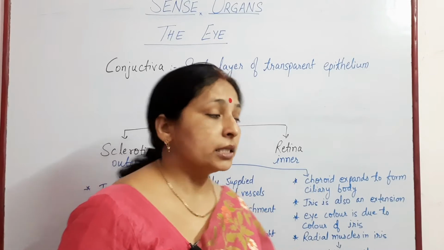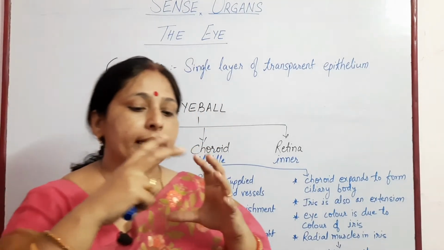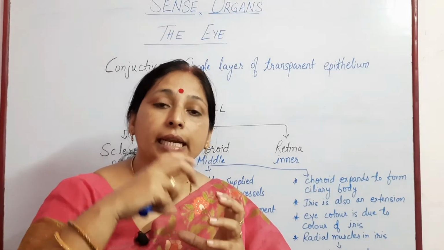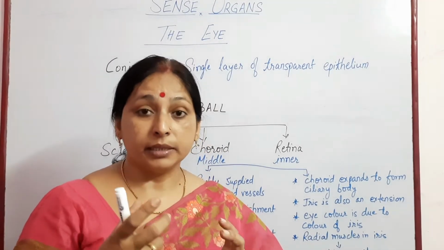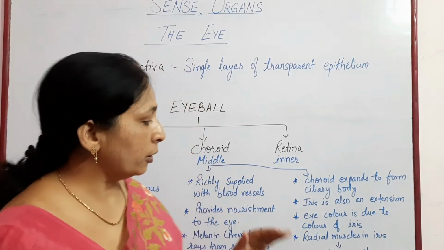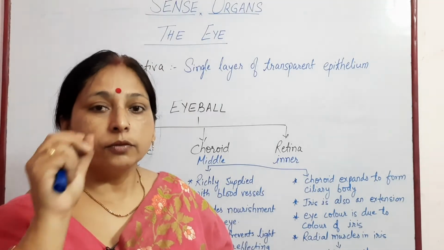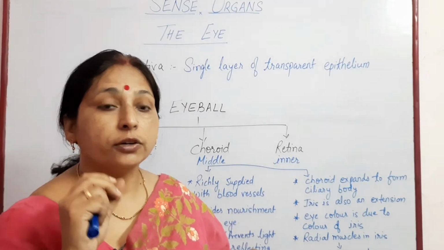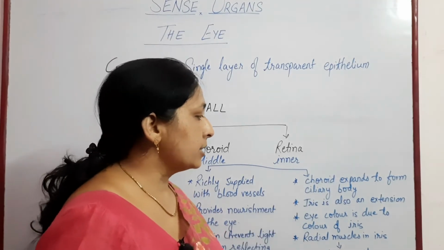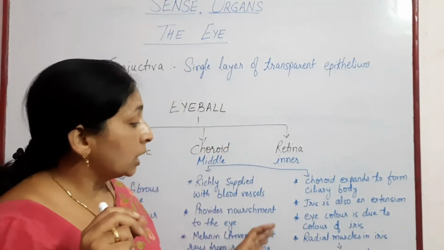Choroid expands to form the ciliary body. The ciliary body holds the lens, that convex lens which is present in the eye and which is responsible for the image formation. It is held by the ciliary muscles, which are the extension of the ciliary body. Iris is also an extension and gives the color of the eye.